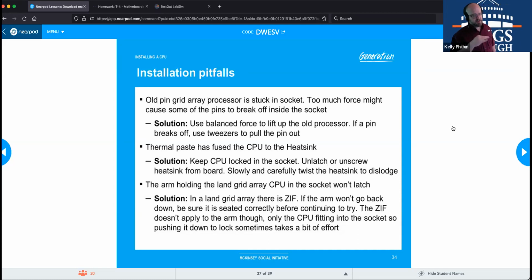Then double check, make sure it's seated properly. If it's seated properly, then you can go ahead and push it down. Yes, sometimes it can take a little bit of force because of the spring locks on it, but just be careful everything is aligned properly before you begin.